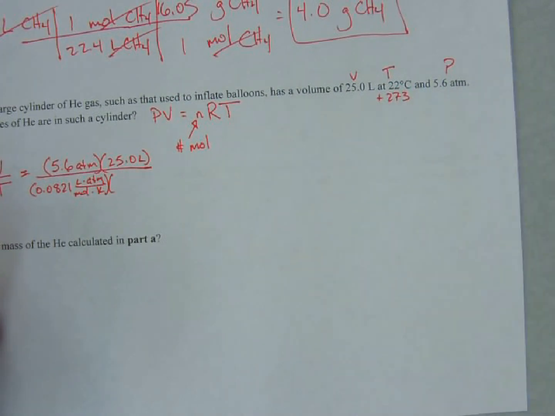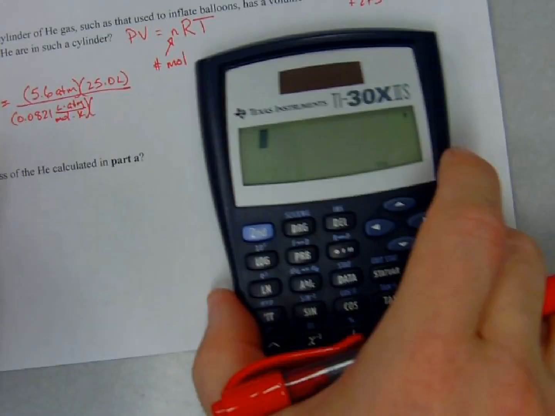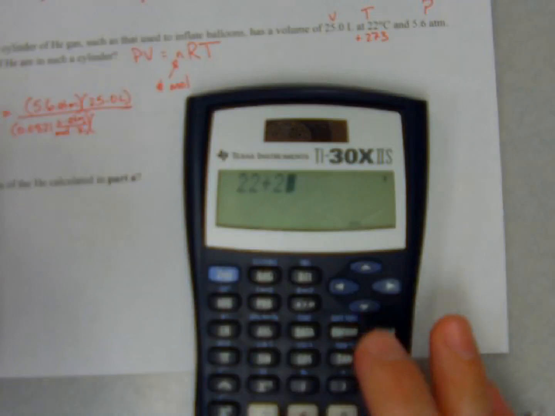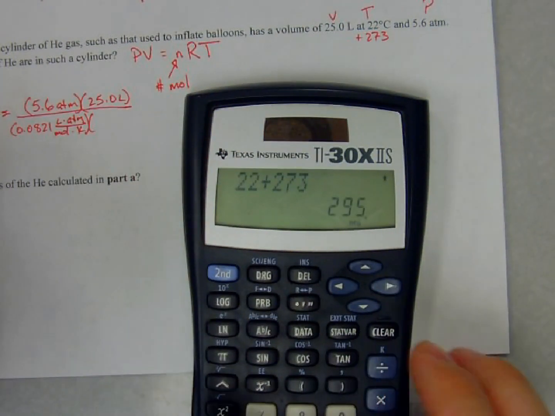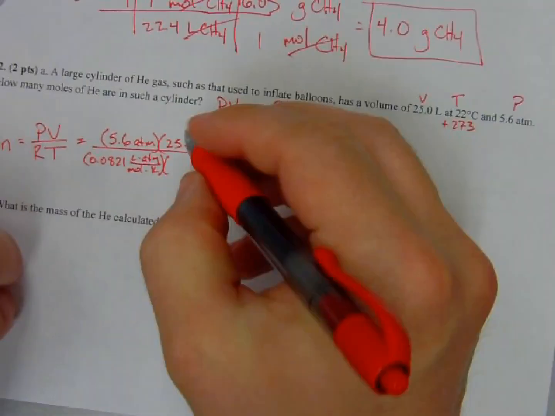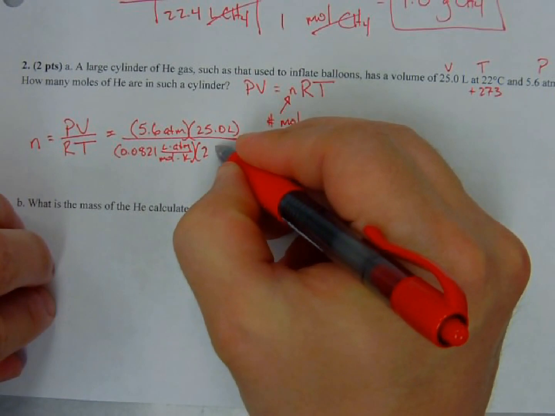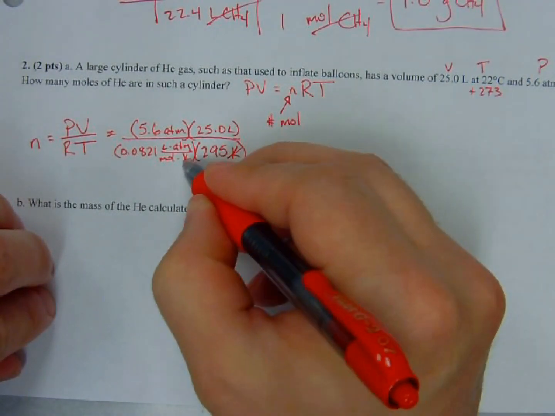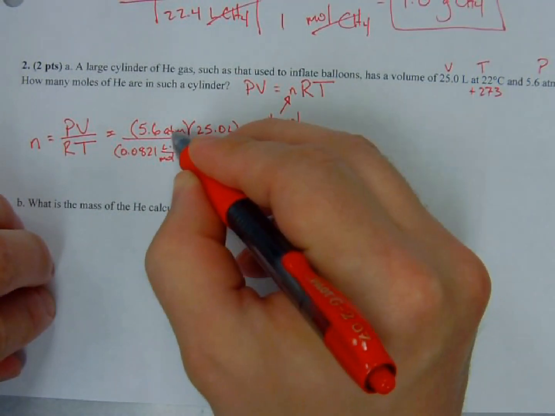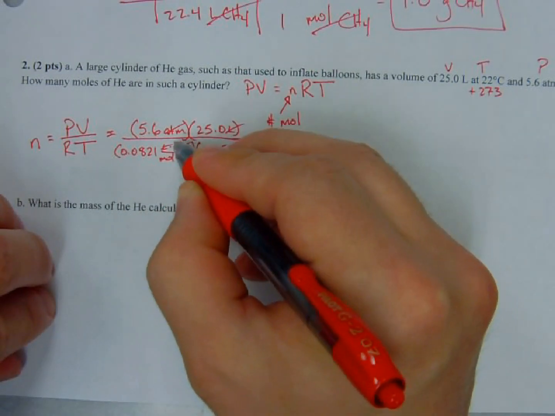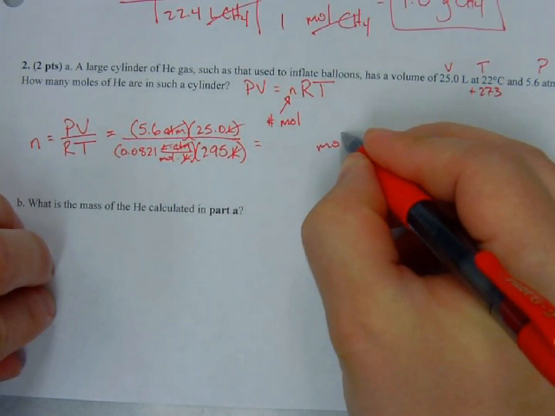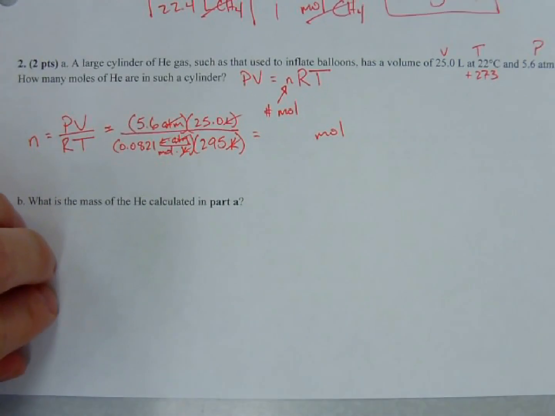It's actually super simple to do in the calculator. Just take whatever is printed on that piece of paper, add 273. You got it, 295 K. Kelvins cancel with kelvins. Atmospheres cancel with atmospheres. Liters with liters. This is a 1 over moles, which is the same as just having a value for moles.